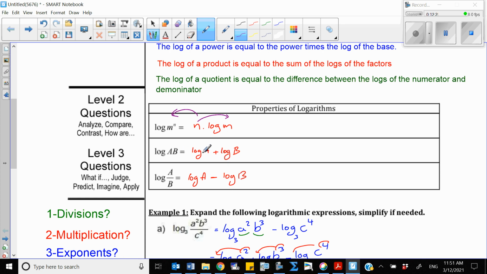Just write one log and multiply the factors here, multiply the arguments here. And next, if you have a subtraction, that means it was basically a quotient. So you can write the first one as the top of a fraction and the second one as the bottom of the fraction. So we're going to use the same thing here.